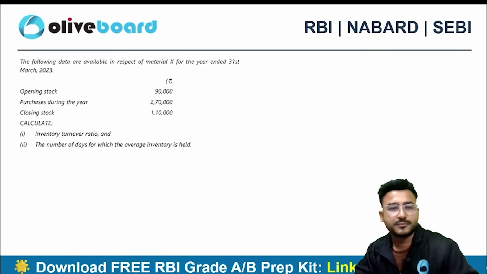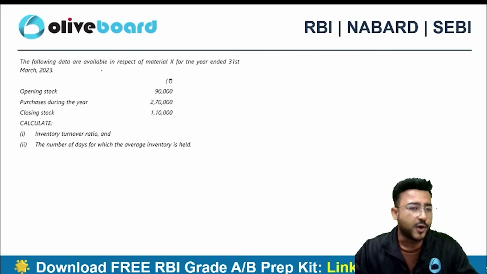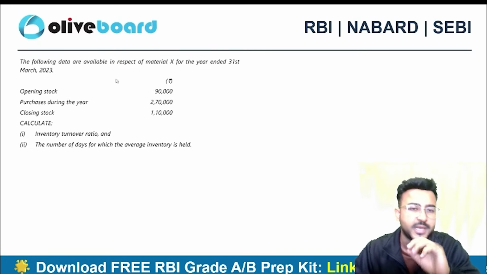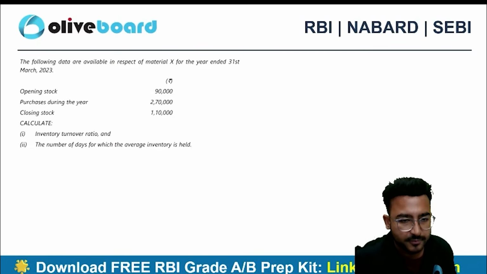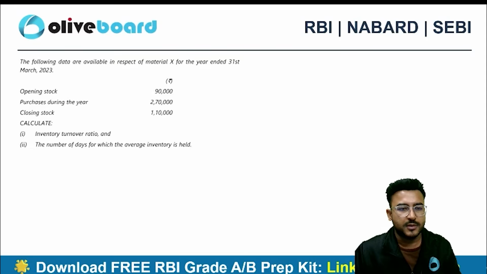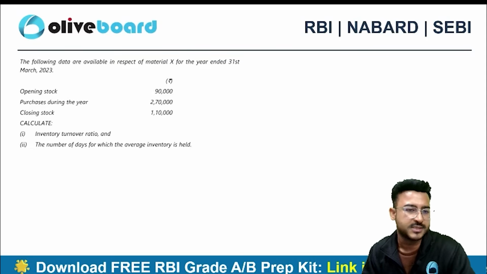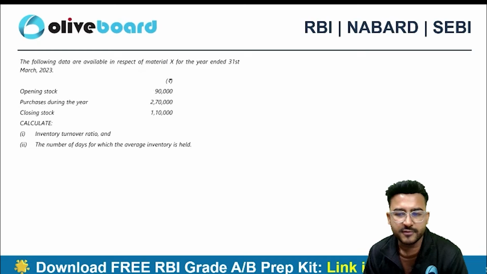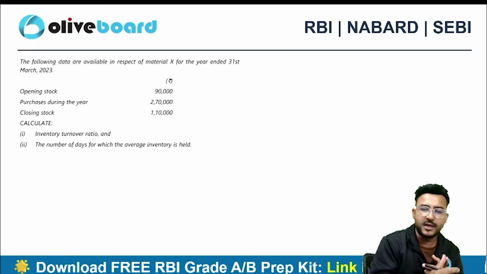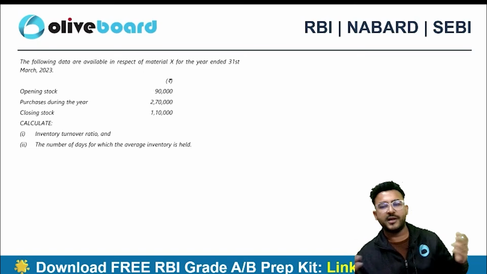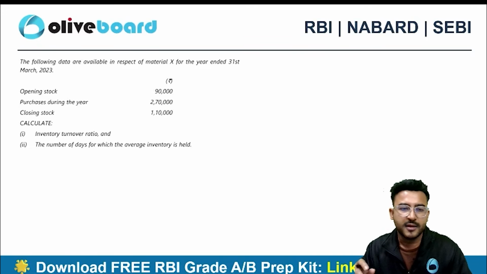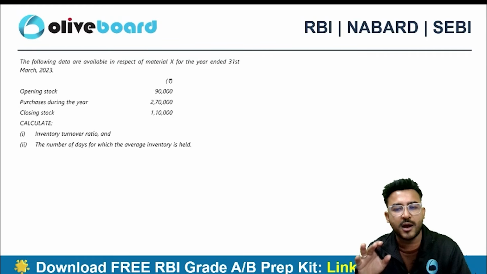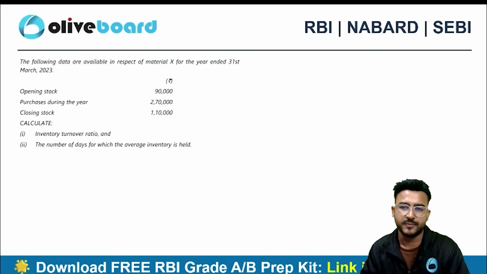Next one. The following data are available in respect of material X for the year ended 31st March 2023. Right? We have opening stock, we have purchases, we have closing stock. Here we need to calculate the inventory turnover ratio. Let's first calculate the inventory turnover ratio, right? First, let's calculate the inventory turnover ratio. Can you guys tell me the formula of inventory turnover ratio?